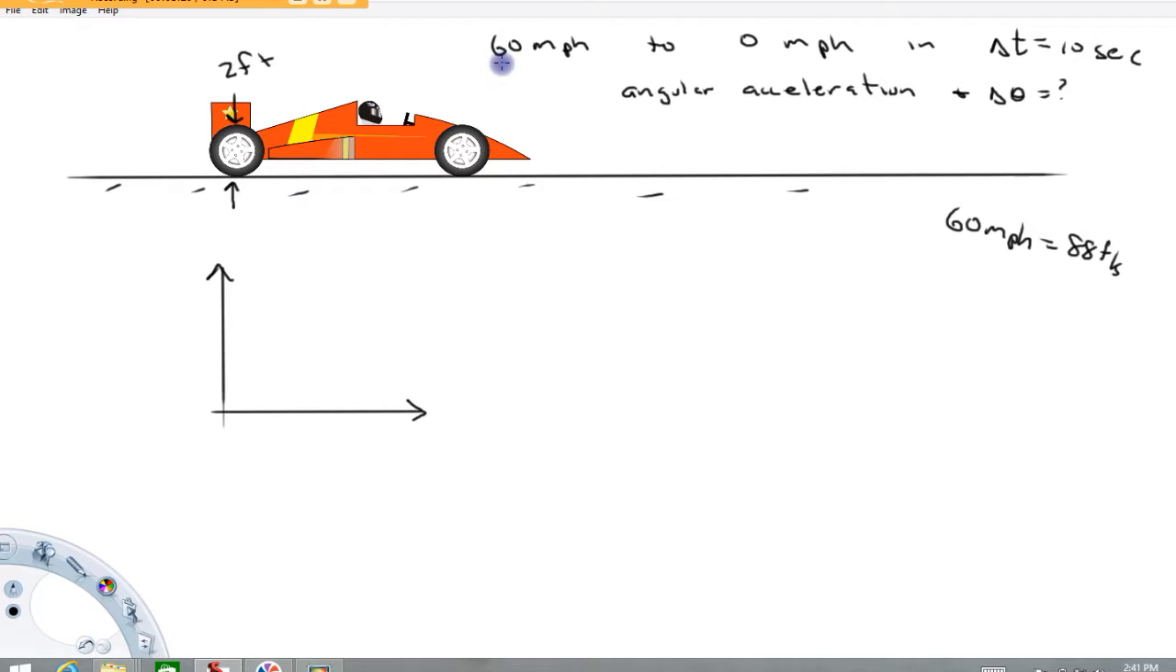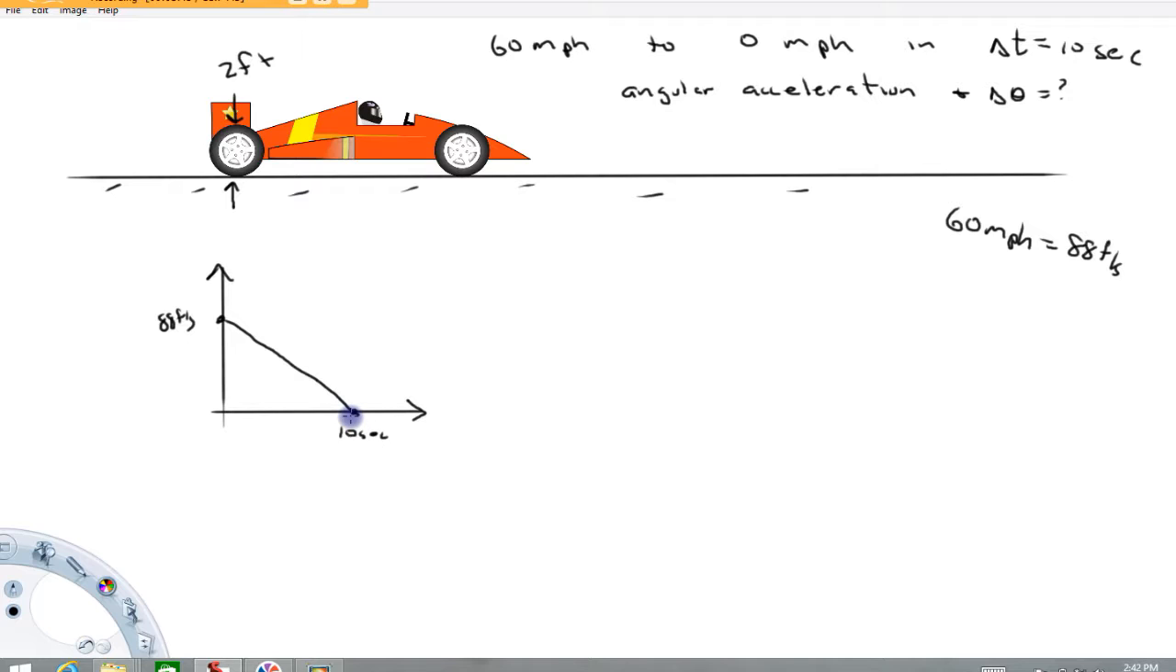So when the driver first applies the brakes, the car's going 88 feet per second. And then 10 seconds later, the car's not moving at all, so we'd say its velocity is 0. And if we make a constant acceleration assumption, this would give us a linear curve.